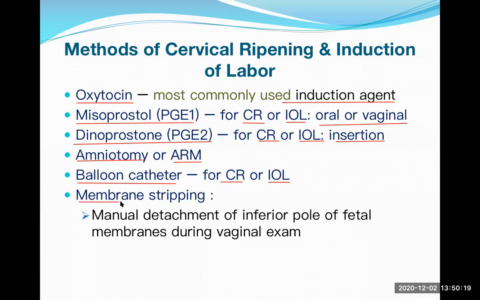And another way is membrane stripping. Now, what does that mean? This is a manual detachment of the inferior pole of the fetal membrane during the vaginal exam. You just sweep the membrane with the help of a finger. This is called membrane stripping. It will definitely help the release of some prostaglandins there, which will cause cervical ripening.